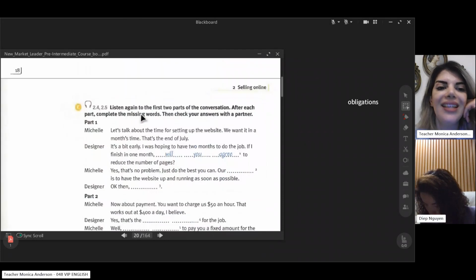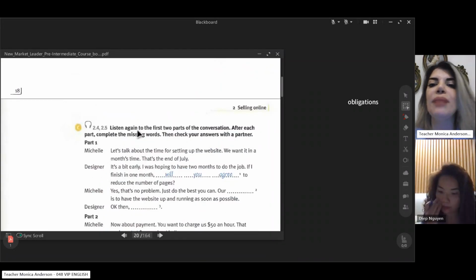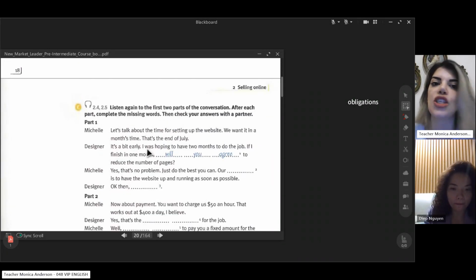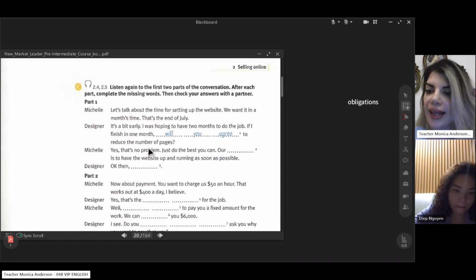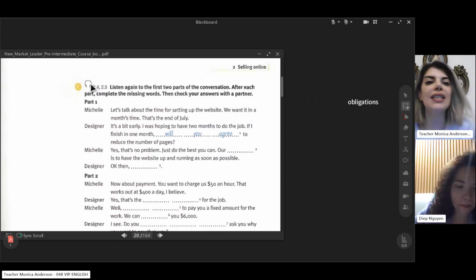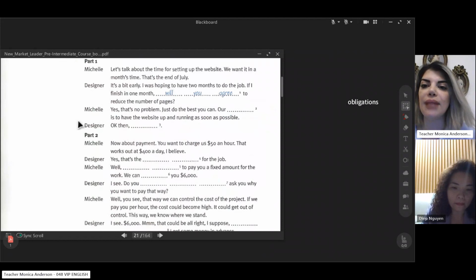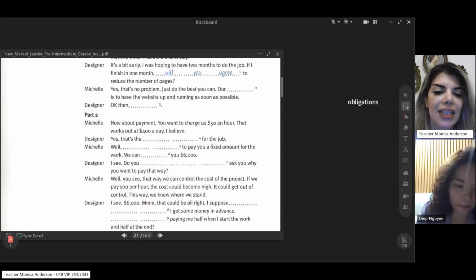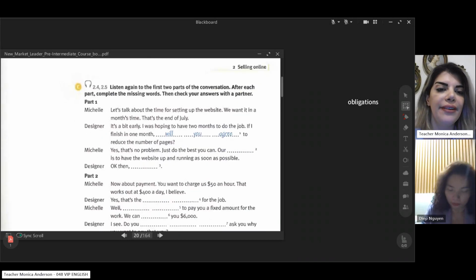Now, we need to fill in the blanks. We need to complete the conversation using the words that we hear during the listening. So I play it again and you listen carefully and try to fill in the blanks using the words that you hear. Okay? 2.4.